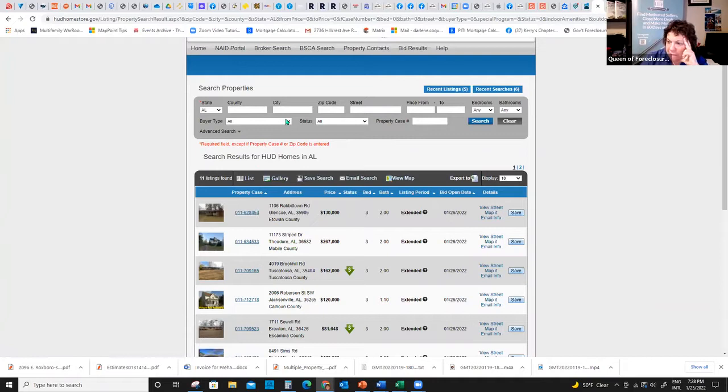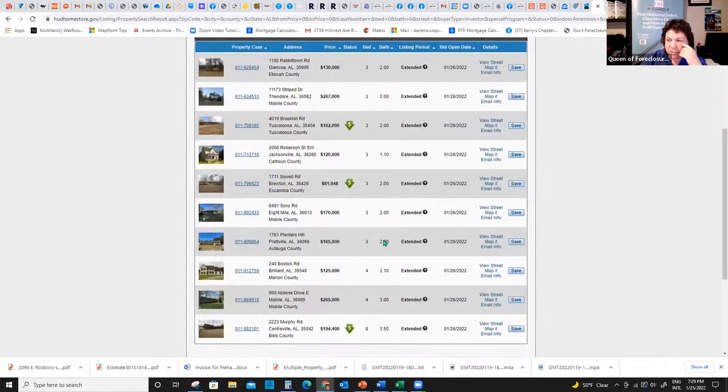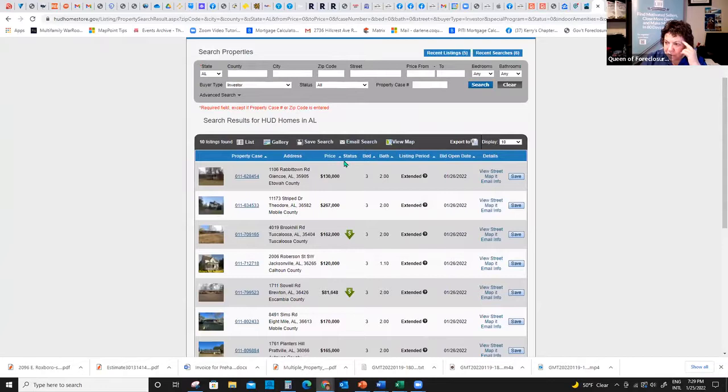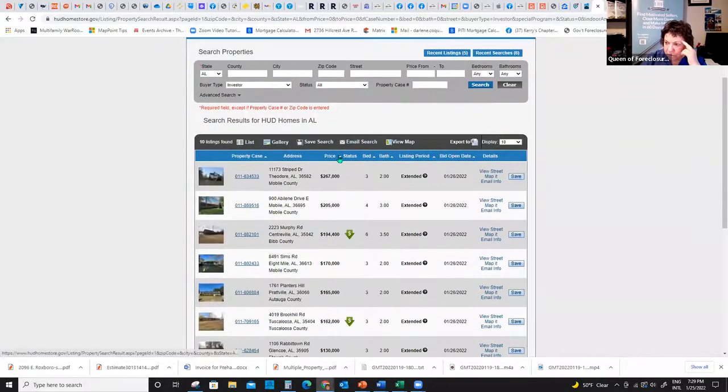In the meantime, I'm an investor. I'm not an owner occupant. I don't work for the government, and I'm not a nonprofit. I'm just an investor, so let me just look at the investor properties. Out of the 11, there's 10. That's exciting. I wish that happened in Georgia. We're going to look at Georgia in a second. The other thing I like to do is go from the lowest to the highest. I want to make sure my lowest list price is here.